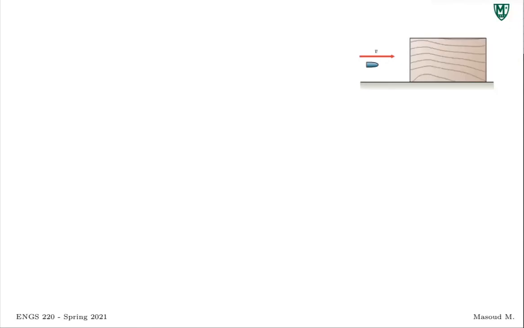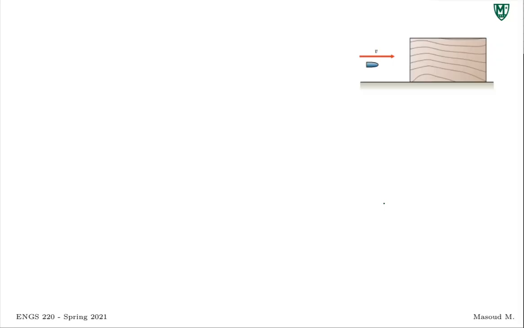So for the next example, we have this box sitting on the ground. There is this small bullet coming with some velocity. The mass of the bullet is given. The bullet goes inside the box and stays there, and because of this impact, we want to study what happens after the impact, when this bullet hits the box and stays inside.